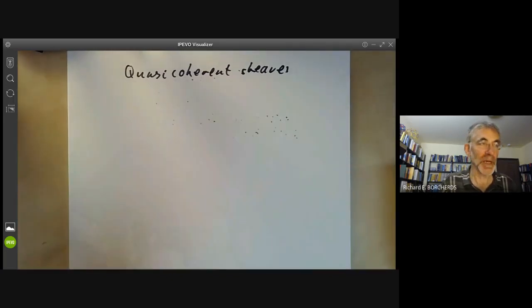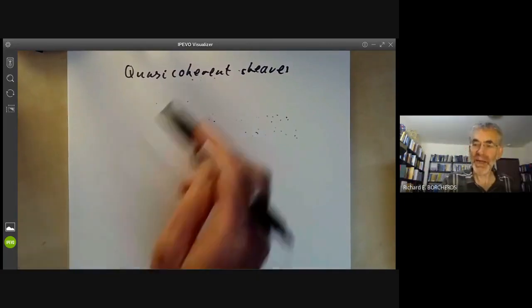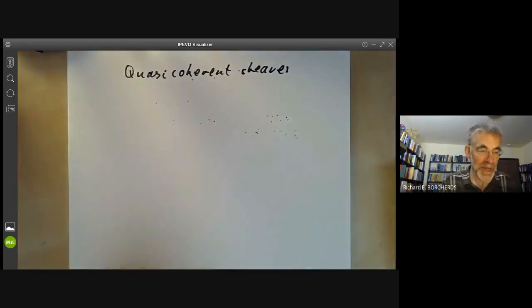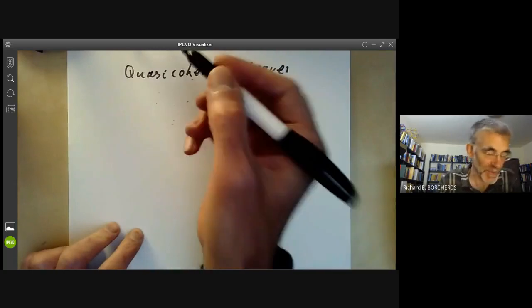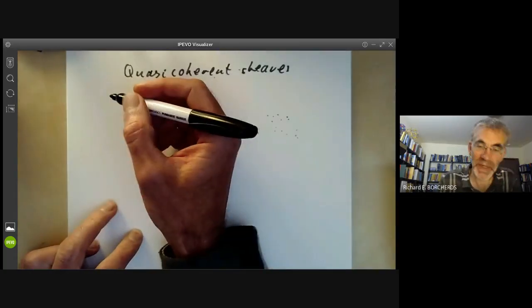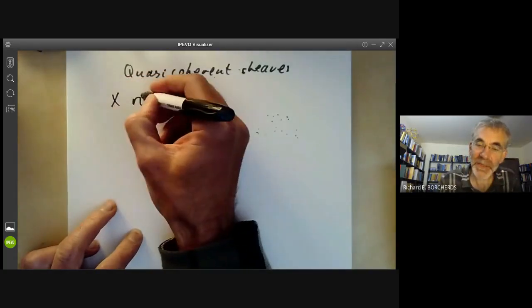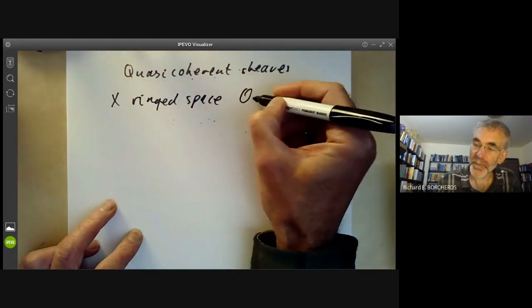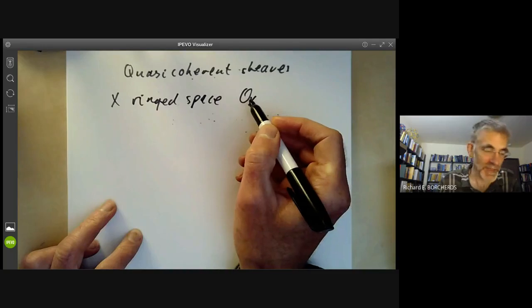Coherent sheaves originally appeared in the study of complex analytic manifolds, and quasi-coherent sheaves were a sort of variation of them, which turns out to be the really basic sort of sheaf. But anyway, we're stuck with this word, so we have to make the best of it. So suppose X is a ringed space with a sheaf of rings OX.